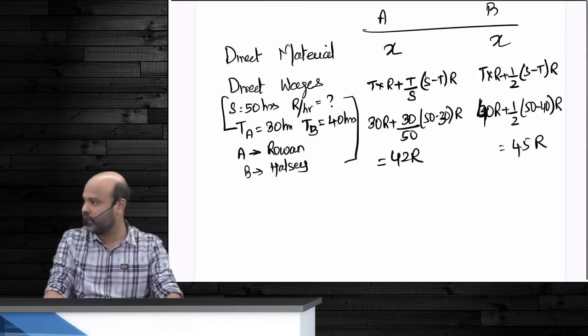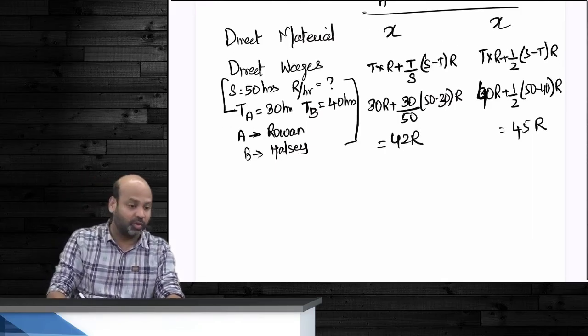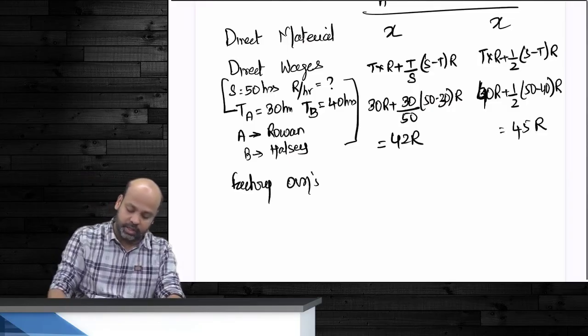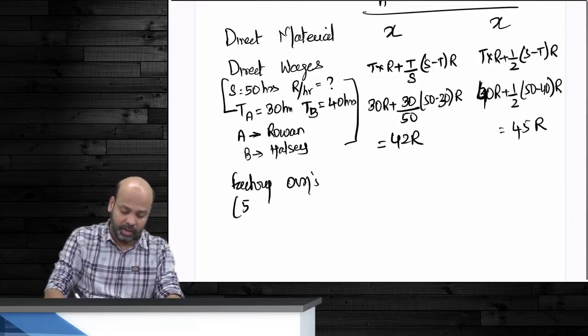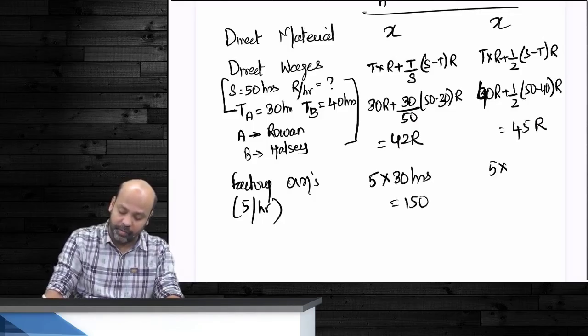45r. This will be the total amount of wages. I already told you direct expenses will be 0. Now what is left, beta? Factory overheads. Factory overheads guys is 5 rupees per hour. Yes or no? For the first job, how many hours did we spend? The share of overheads would be 150. Here we have spent 40 hours.